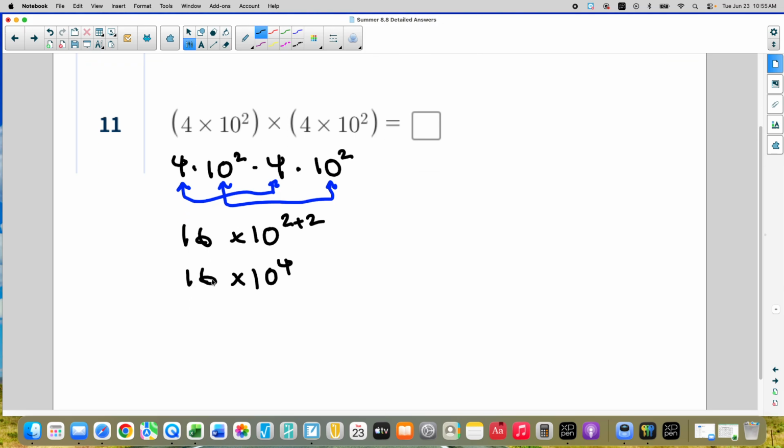And then this number needs to be between 1 and 10. So we're going to move that decimal point one place. So we get 1.6 times 10 to the 5th. I made something big smaller. Where'd that big go? So as this makes smaller, this has to get bigger to balance it.